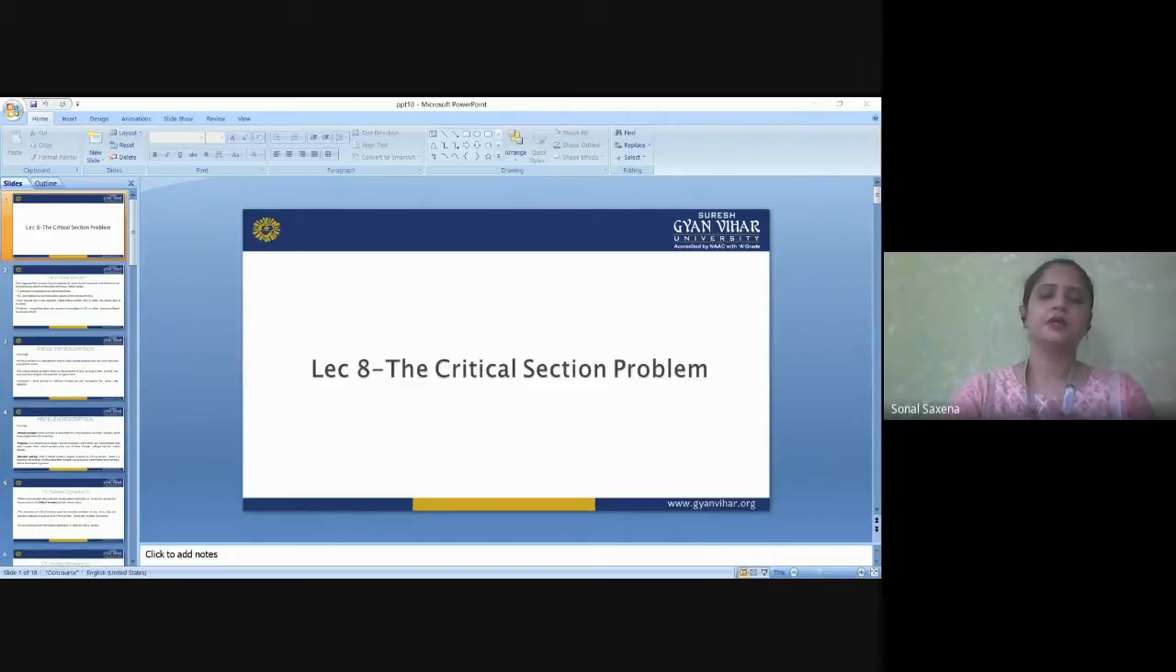So friends, if we talk about the critical section problem, basically this problem can occur at any moment in your operating system. So there are possibilities of what we have to do and what type of solutions we need to take up. We will be taking these type of things here.